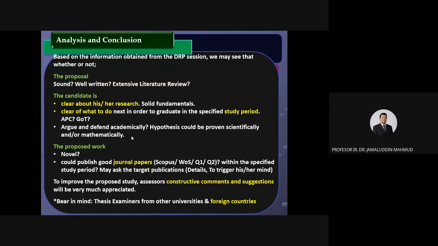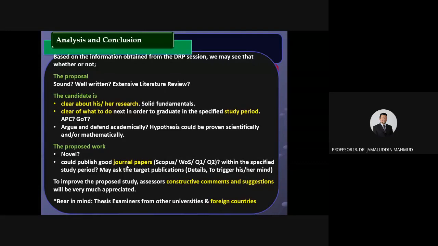Now, how about the proposed work? From the information we can see whether the work is novel or not. And then, as the assessor, are we convinced that the candidate could publish good journal papers within the specified study period, at least two Scopus Index journals? It would be good if the work can produce at least WOS papers with impact factor, or Q1 or Q2 papers. That would be good for the student, for the supervisors, and for the universities. That would be great.